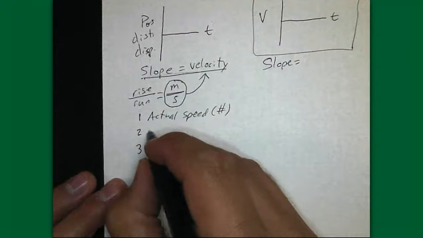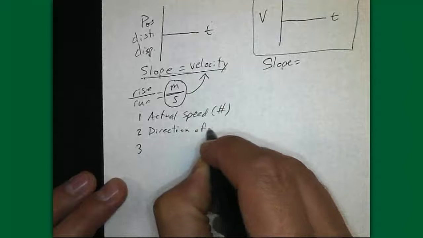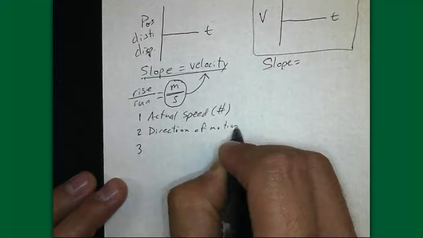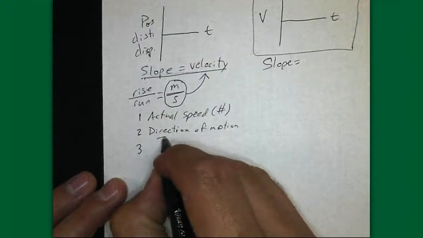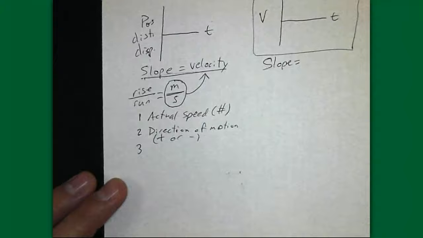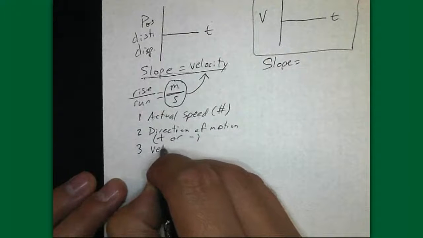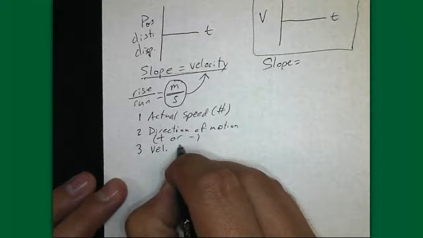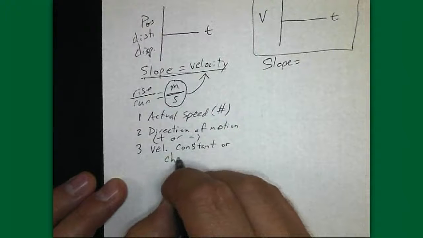I could also find out the direction of the motion. What direction the object is moving. And I know that by determining whether the slope is positive or negative. I could also find out whether the velocity is constant or changing.